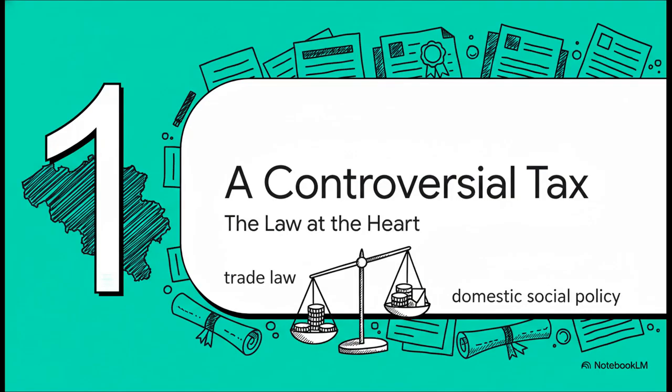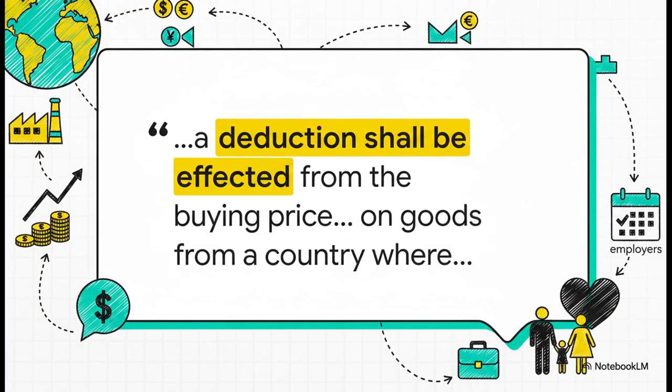At the absolute center of this whole dispute is a Belgian law. Now, it was designed to protect their domestic social policy, but in doing that, it created a massive problem for international trade. Let's look at the specific wording that caused all the trouble. I know, this legal text looks super dense, but the idea behind it is actually pretty simple.